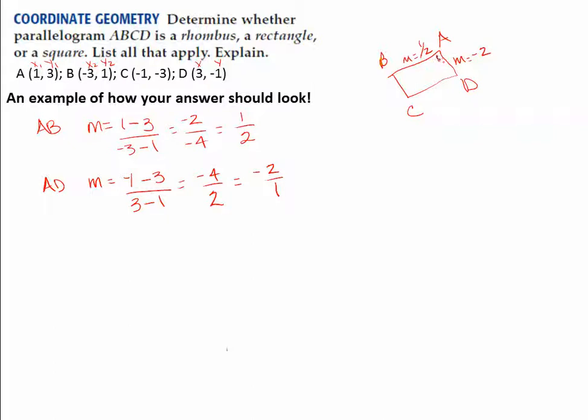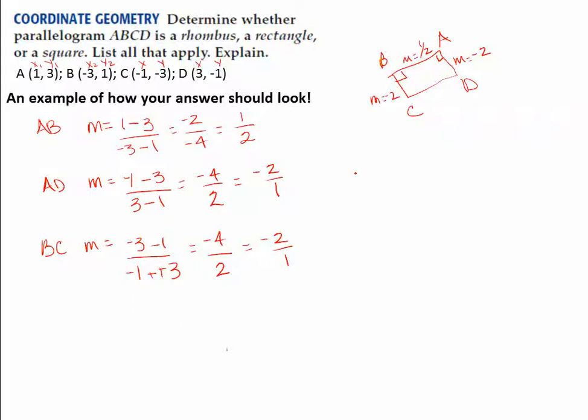Okay, so that tells me those guys right there are perpendicular. Now I only have to do one more side. So let's do BC. I'm just going to put x and y. So I have negative 3 minus 1 over negative 1 minus a negative 3. That gives me a negative 4 over 2, which gives me negative 2 over 1. So that means my slope over here is also a negative 2.